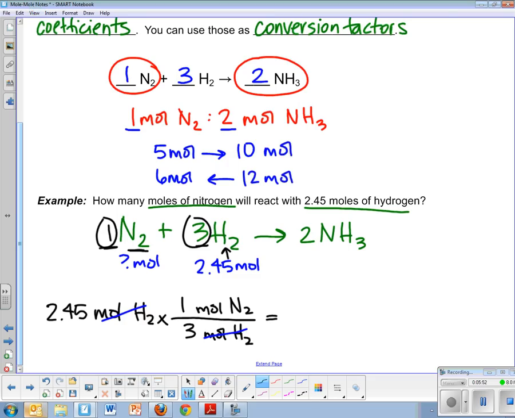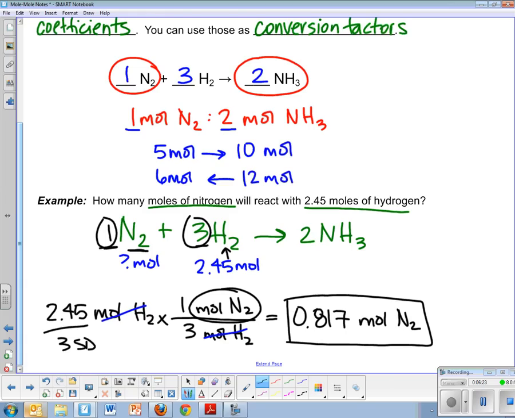Now I'm going to take my calculator and do 2.45 divided by 3. I don't need to multiply by 1. That won't change anything. So 2.45 divided by 3 gives me 0.816 repeating. Well, I have 3 sig digs here, so my answer is going to have 3 sig digs. So 0.817. Units: whatever doesn't cancel, so moles of N2. There's my answer, and that's how to convert from moles of one thing to moles of something else in a problem.